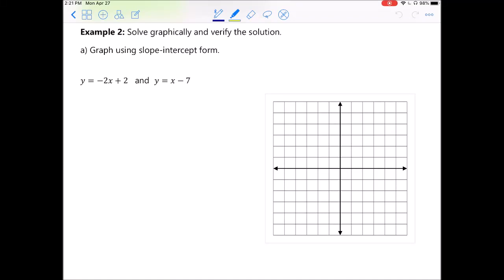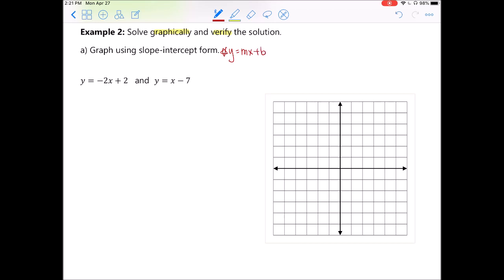Moving on to example 2. Solve graphically and verify the solution. So part A tells us to graph using slope-intercept form, and note that this is y equals mx plus b form.